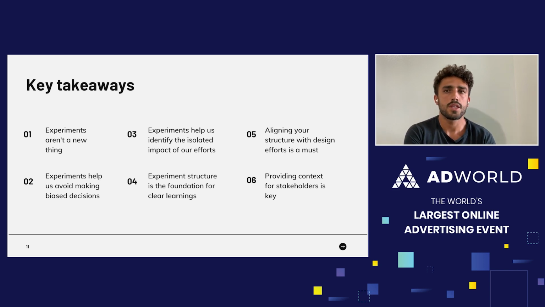And last but not least, providing context for stakeholders when you're working on creating that experiment is key, and is something that not a lot of people talk about. But going through the process of providing context, providing the structure, aligning with each individual team, and then shipping the experiment is definitely something that professionals need to do if they want to have an experimentation framework in place.